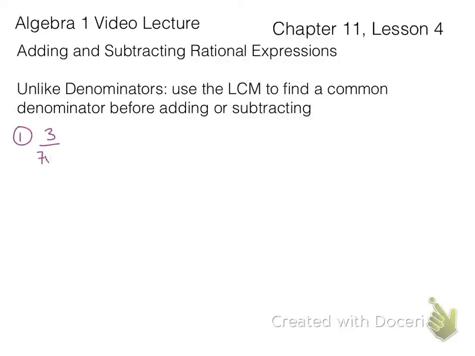Alrighty, let's look at the next one. Unlike denominators, just like with regular simple fractions, we have to find a least common multiple so that we can find the least common denominator, so that we can change the fraction so that the denominator is common to the other denominator. Sometimes you're going to have to change both, and sometimes you're only going to have to change one. So let's find the LCM so that we can then find the LCD.